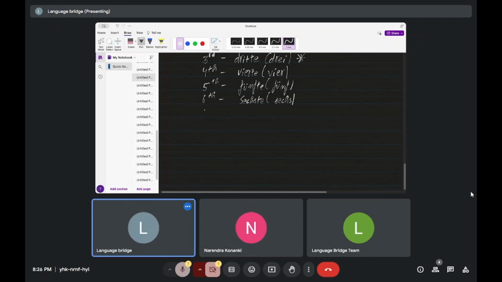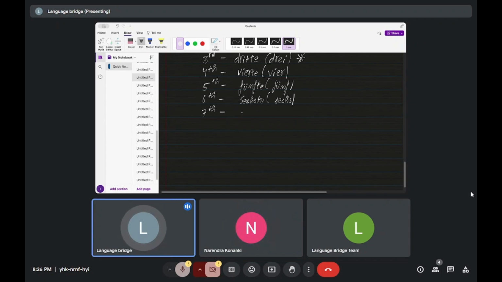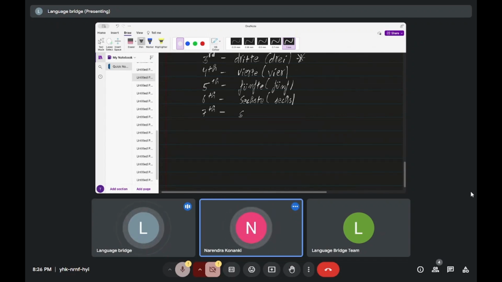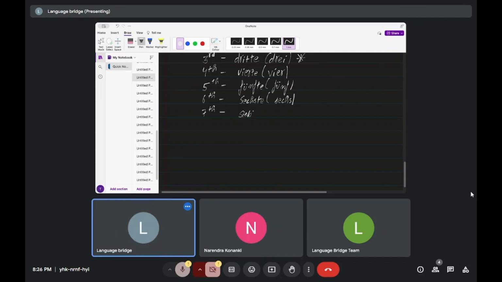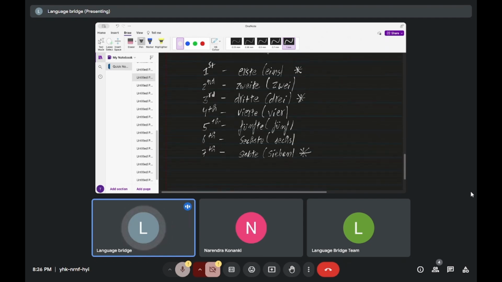And then seventh: sieben. Siebte. This is also an exception, the last exception, in which we do not add en, only siebte, which is sieben. So you have to learn this also. There are only three exceptions: one, three, and seven.